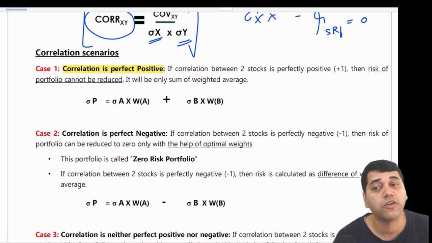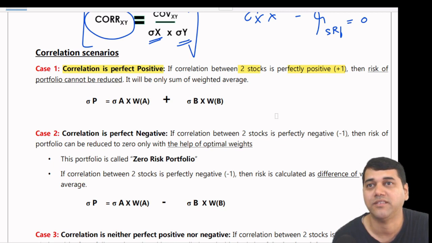Now, if the correlation between two stocks is perfectly positive, then you cannot eliminate the risk. Correct, no? Because all the X are the same only. I told you, TCS and Infosys. Both are perfectly positive. For example, what's the point in investing in those two stocks?